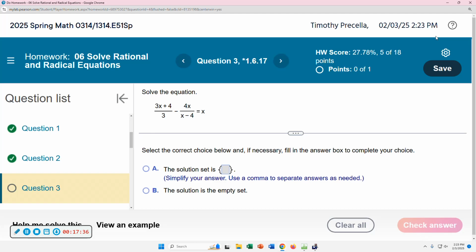But let me write this problem down. I'm going to spread it out. We have a 3x plus 4 all over 3 minus, I'm spreading it out, we have a 4x over x minus 4 is equal to x. 3x plus 4 all over 3 minus a 4x over x minus 4 is equal to x.